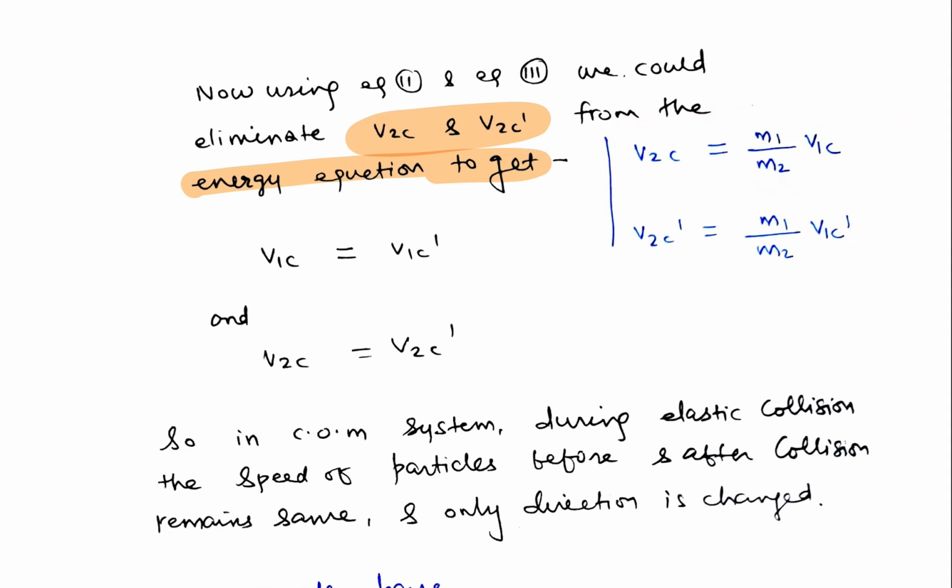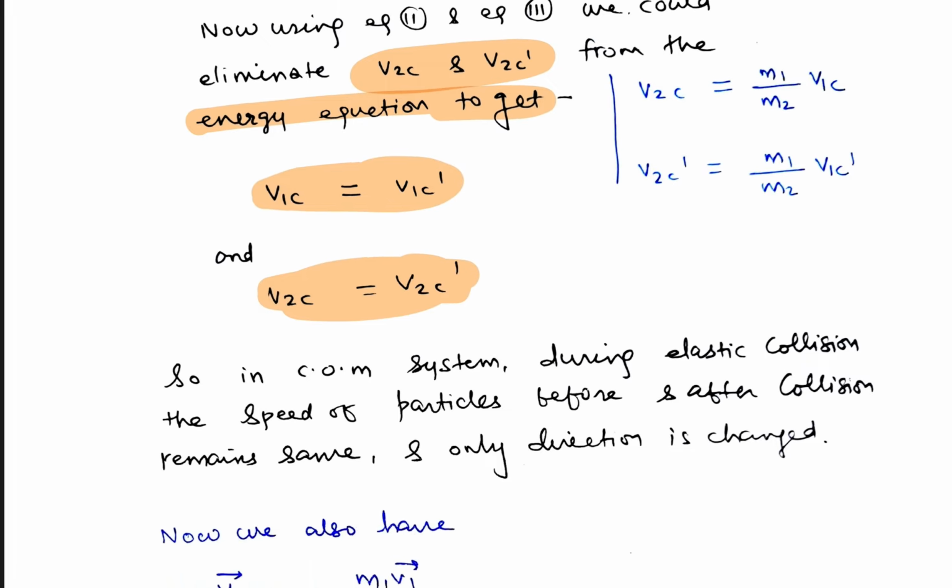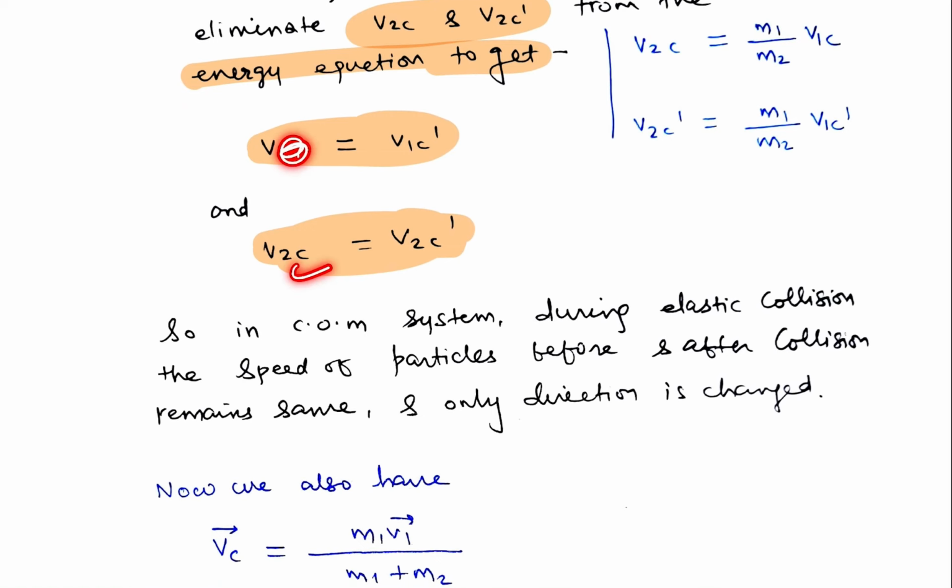And whenever you put that, you will directly find in the very simple manner that V1C is equal to V1C prime and V2C is equal to V2C prime. That is, initial and final velocities are equal in magnitude. Okay, in center of mass frame, not in the lab frame. Again, I am telling you, in the center of mass system. We have already written it here. That is, it is C. C means center of mass system.